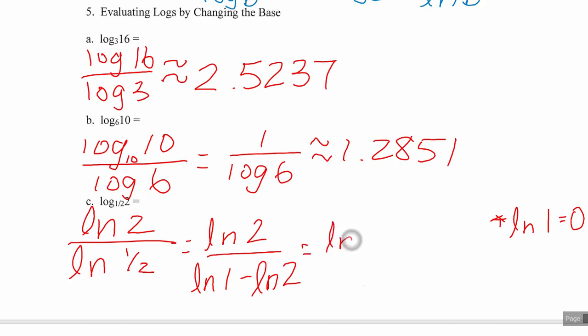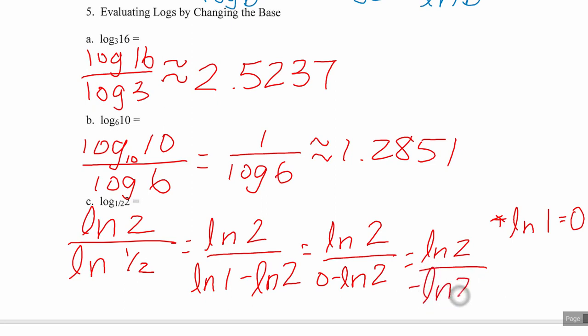And I get the natural log of 2 over 0 minus the natural log of 2. Now, you don't necessarily have to write that 0. So if I were to simplify that, that becomes the natural log of 2 over the negative natural log of 2. I've got the natural log of 2 up top, and in my denominator, when you divide those, they really cancel out, and I'm just left with that negative. So my final answer here is going to be -1.